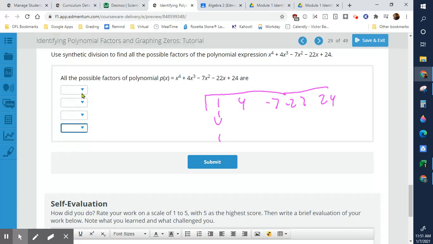We're going to try 1. So 1 times 1 is 1. I'm going to put that here and add it. There's a line here that I'm adding, and that's going to be 5. So 1 times 5 is 5. So this is -2. -2 times 1 is -2. So -22 plus -2 is -24, and this is -24. When you add them, it's a 0. Yay, it worked out. Cool. Awesome.